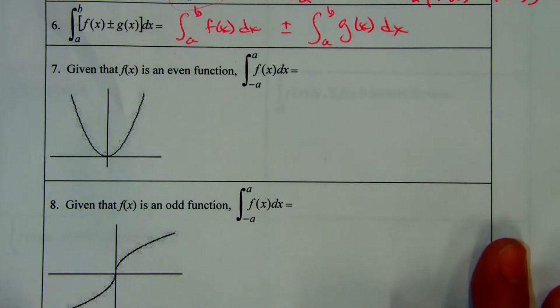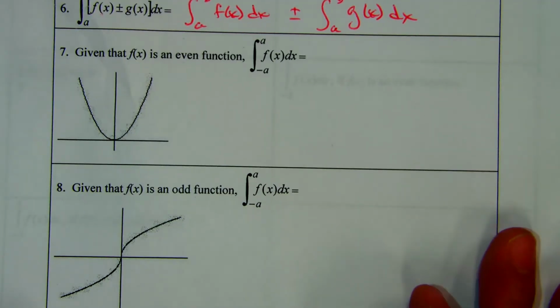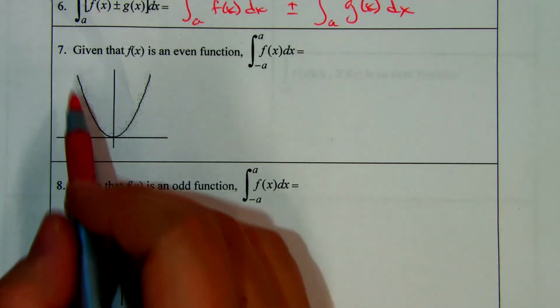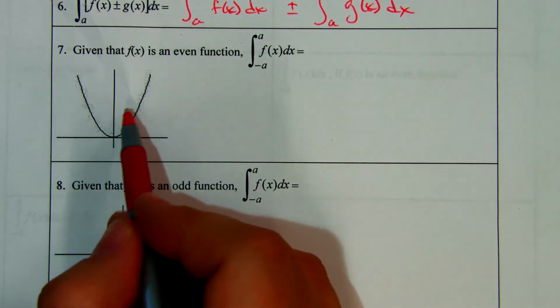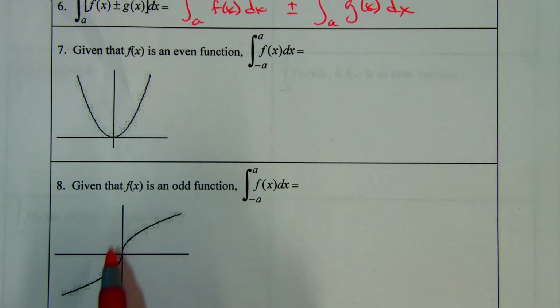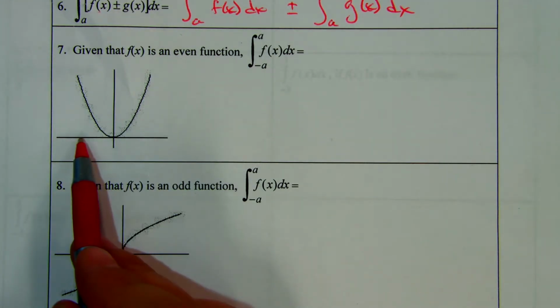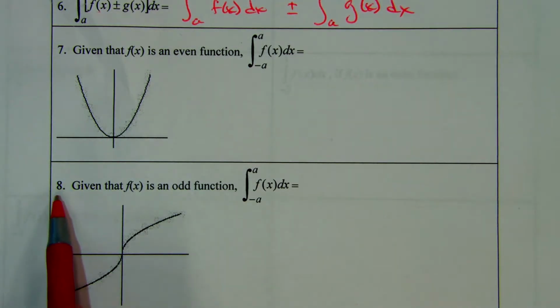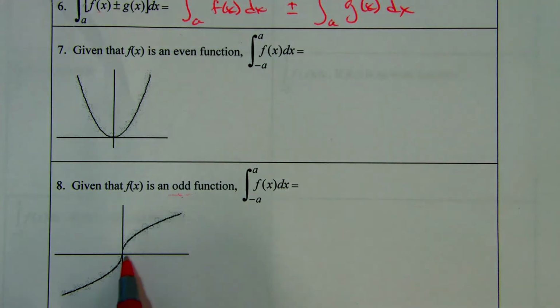The last two are a little weird. These have to do with even and odd functions, and if you don't remember, an even function is symmetrical. It has line symmetry across the y-axis, so it's the same on both sides of the y-axis. An odd function has rotational symmetry around the origin.